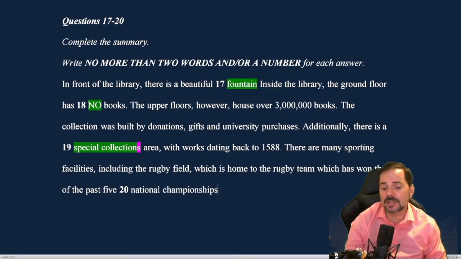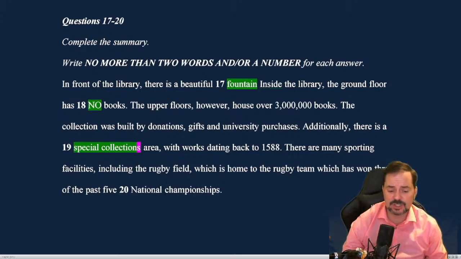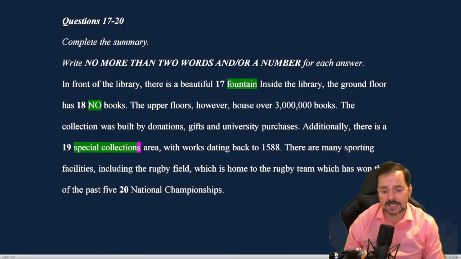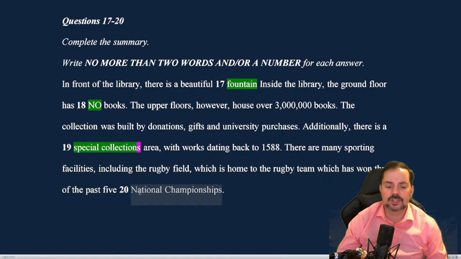Now, this is where capitalization is tricky because we don't know if it's the name of the championships or if it's just simply national championships. I would give it to you both ways in the IELTS, but to be sure, I would probably go capitals on that one. Okay, so national championships.